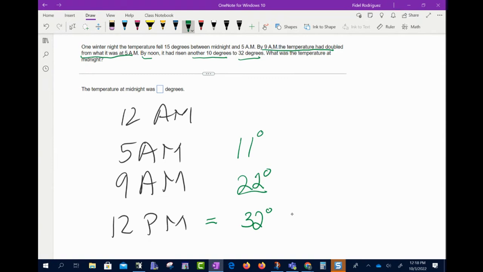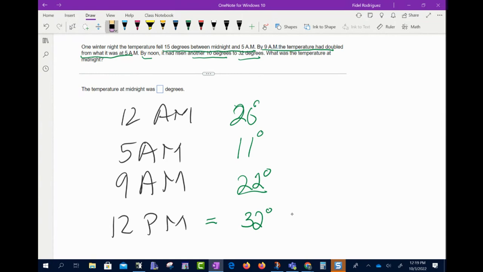Now it says one night the temperature fell 15 degrees between midnight and 9 a.m., right? So it was a certain temperature and then it fell 15 degrees to get to 11. So what would the temperature have been at midnight? Wouldn't we have to add 15 degrees to get what? 26, right? 26 degrees. And there we go, right?